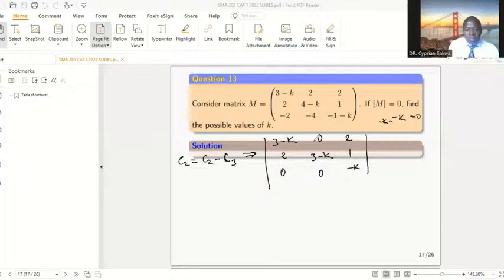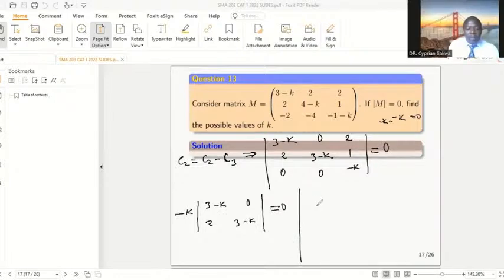So it's positive, negative, positive, negative, positive. So it's positive k into, when I delete the row of k, negative k, and the column of negative k, I'm left with the k minus, now 3 minus k, 0. And I'm left with the 2, 3 minus k. This determinant was to be 0.